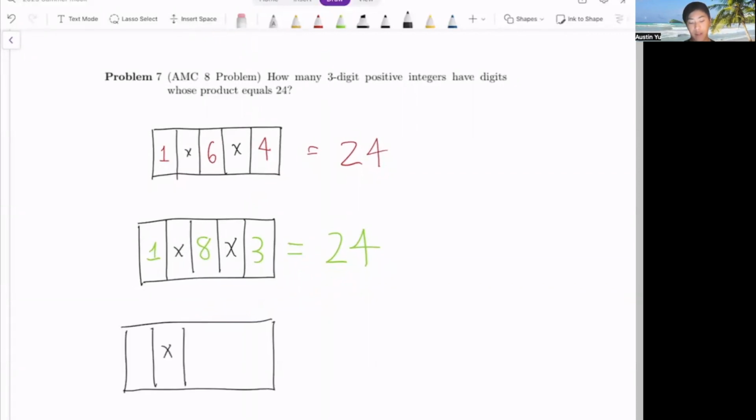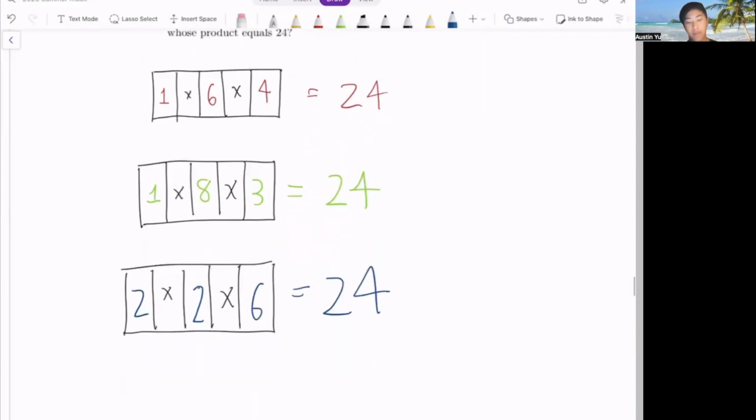And then the next one, let's see. This time, let's start off with 2. 2 times 2, which is 4. And then 4 times 6 equals 24 as well.